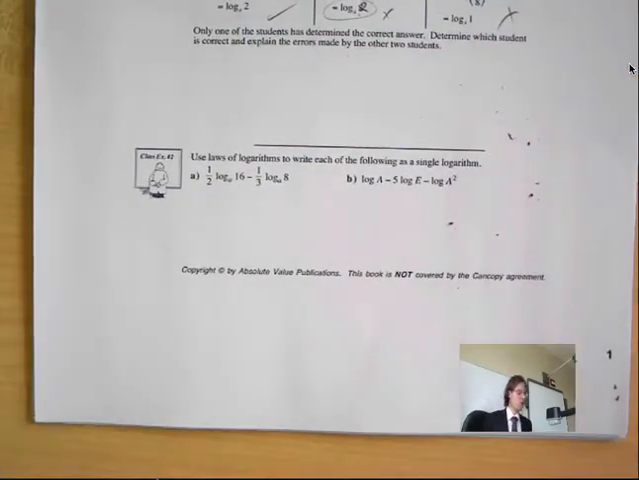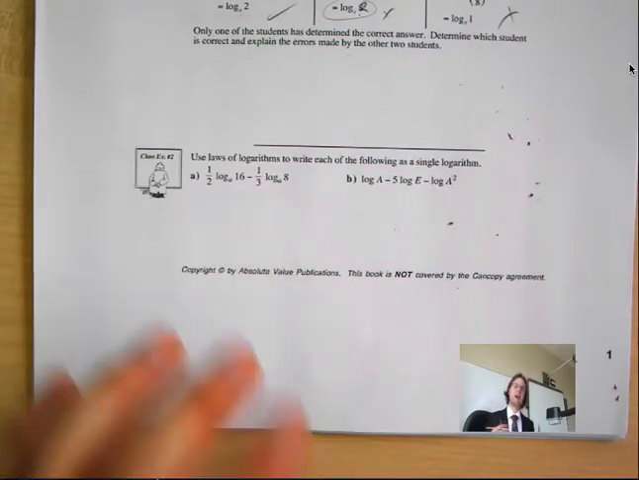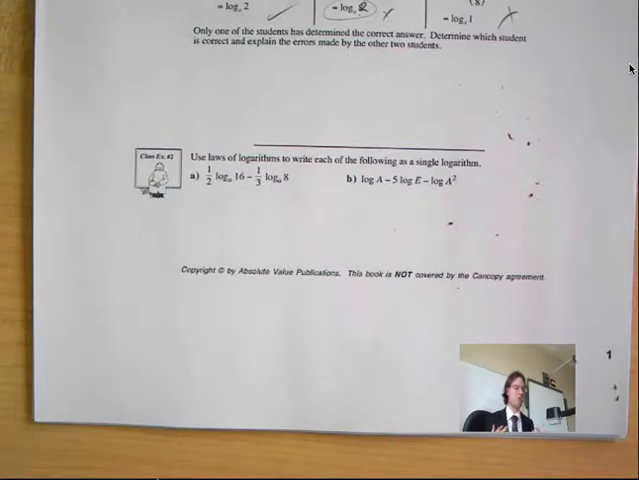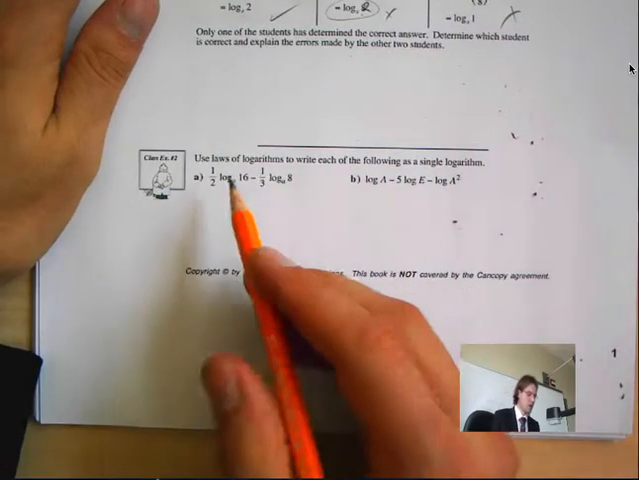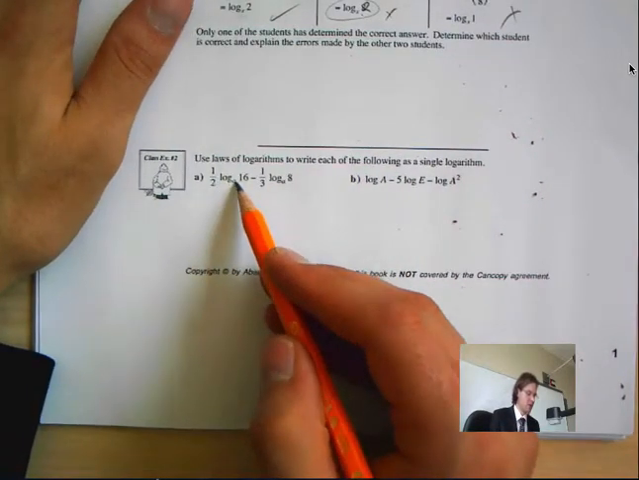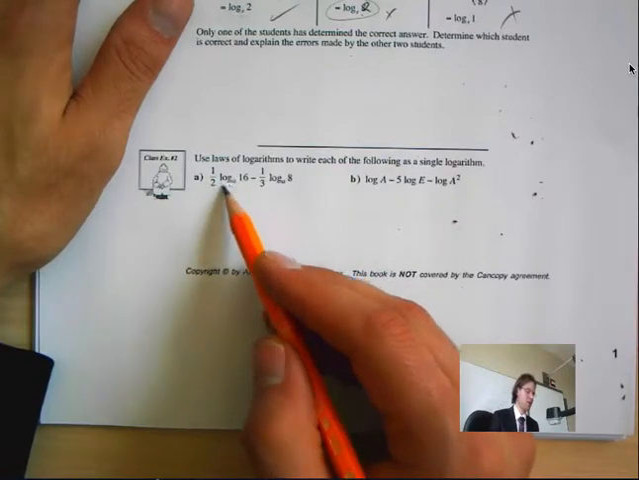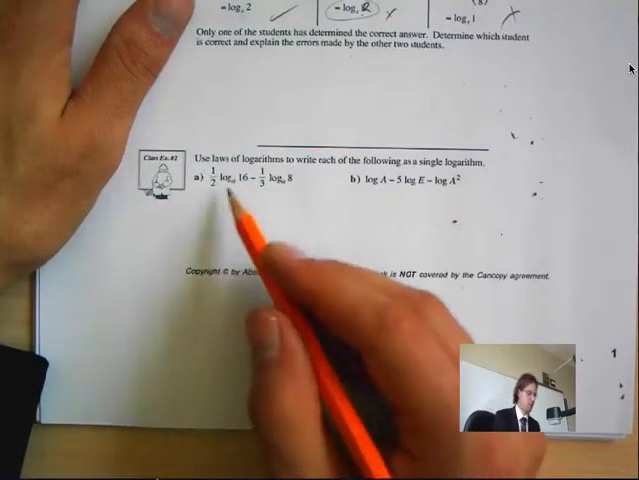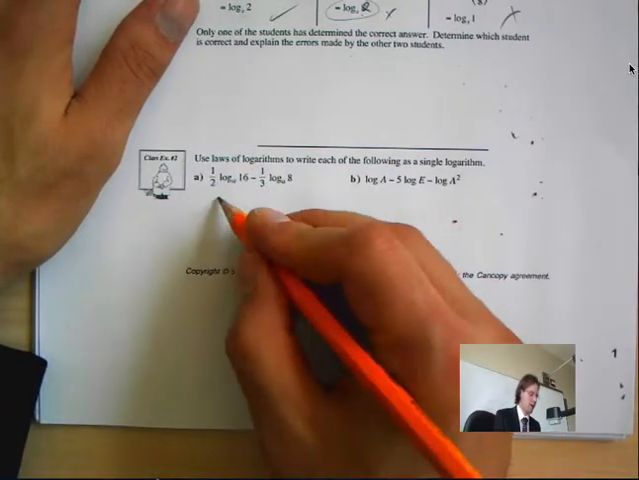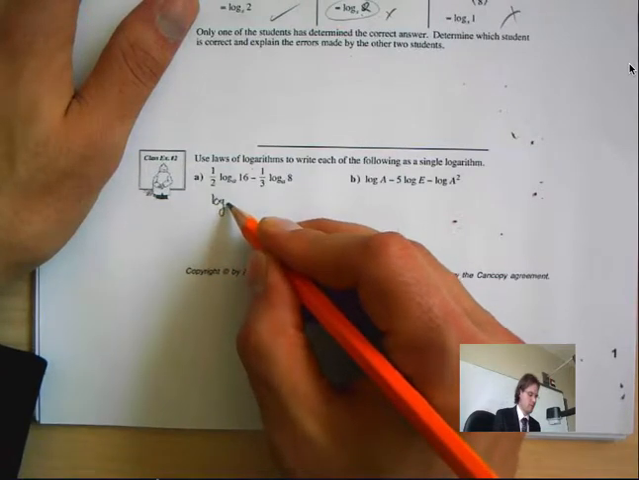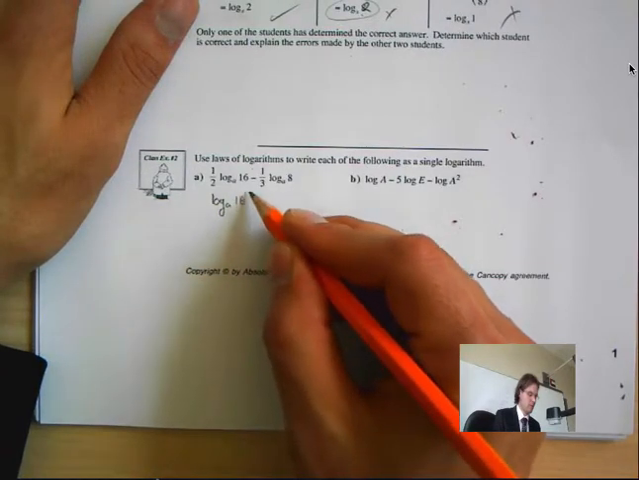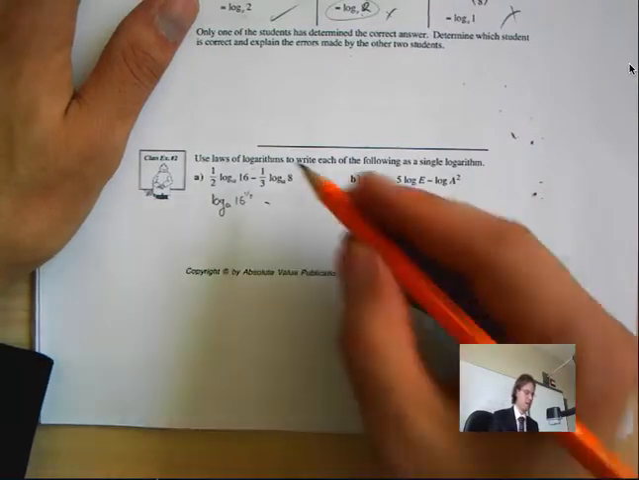So here we go. We're now going to use this example here. We're going to try and solve this one and simplify it the best we can, make it into a simple logarithm. So I have 1/2 log base a of 16. Okay, so I'm first going to put that 1/2 in there. And now we're subtracting.